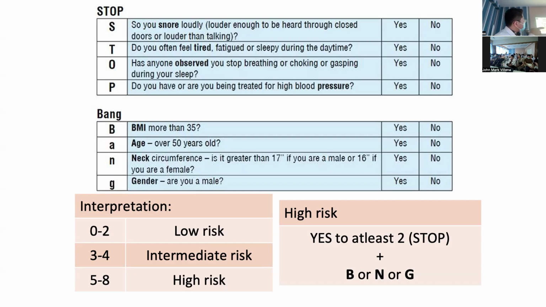Or when the patient is high risk: 2 or more on the STOP plus one of the 2 on the other criteria.